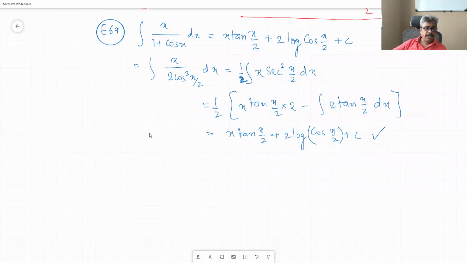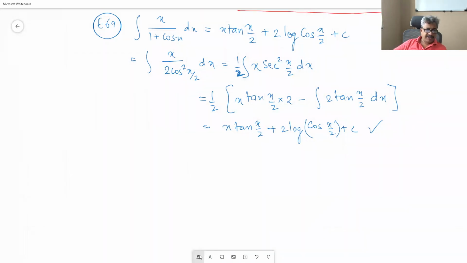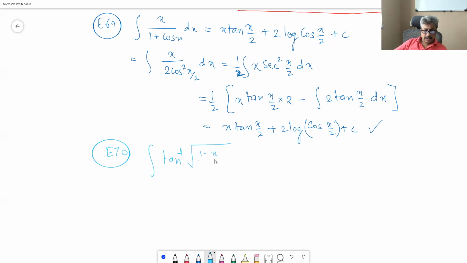Okay, last problem of the day, E70. Integral tan inverse root of (1 minus x upon 1 plus x) dx is equal to.